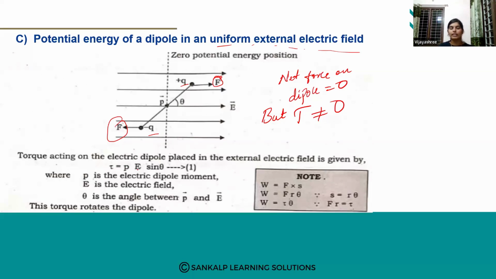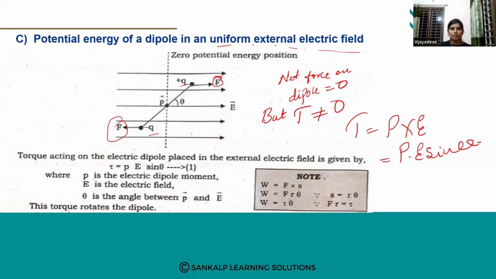P is the dipole moment, E is the electric field, and theta is the angle between this dipole moment and electric field. So torque can be written as the cross product of P and E. Torque is equal to P cross E, and its magnitude is P into E into sin theta. So we know this expression.